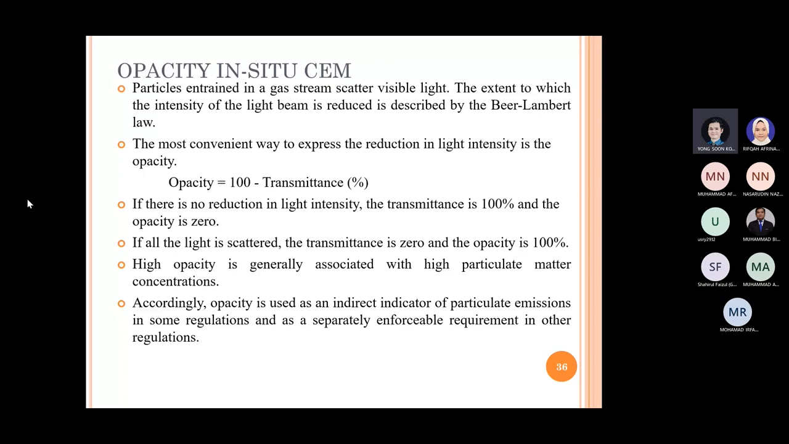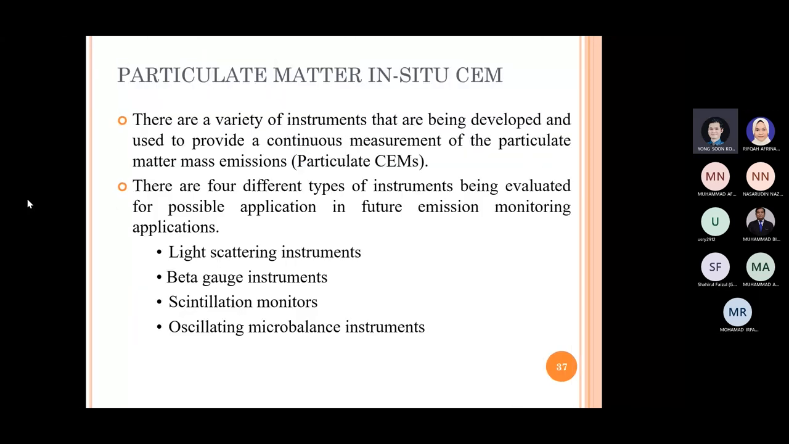Okay, so I think this one I already mentioned clearly. Now, what about particulate matter? Don't be confused. Opacity is different. Particulate matter is a different thing. Although they are connected, they are different things to measure. And the way they measure is also quite different.